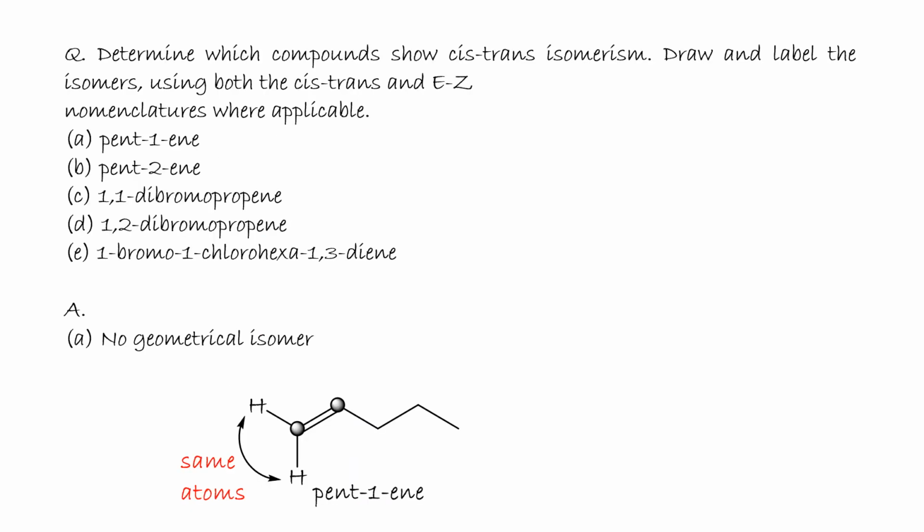Okay, let us solve this question. Determine which compound shows cis-trans isomerism. Draw and label the isomers using both cis-trans and E/Z nomenclature where applicable.